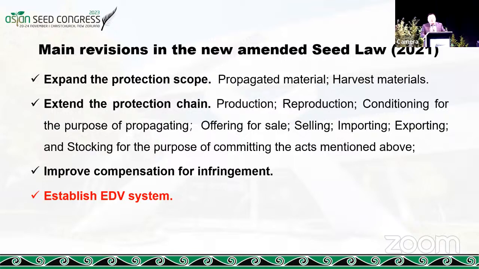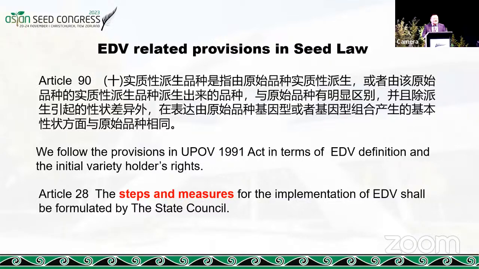And the third one is to improve the compensation for the infringement. And the last one is that we established the EDV system. So Article 19 in the seed law provides the definition of the EDV. Here I just list the definition in Chinese. But in fact, we follow the UPOV concept of the EDV and also the scope of the initial varieties. Initial variety holders are the same. So we follow the UPOV rules.